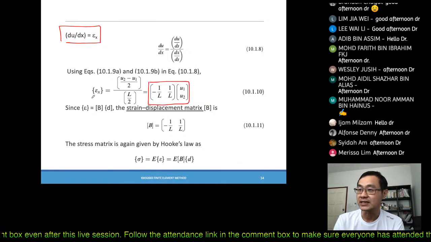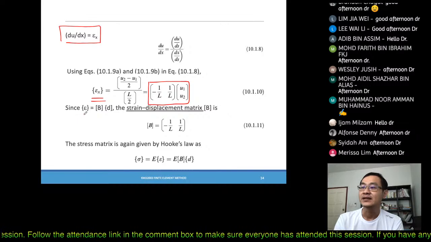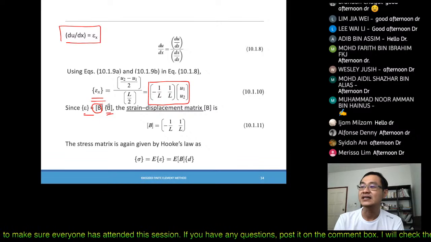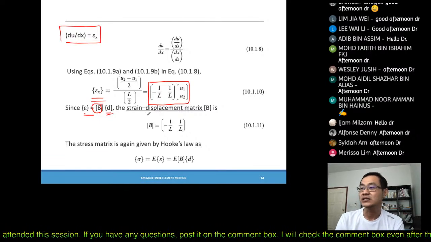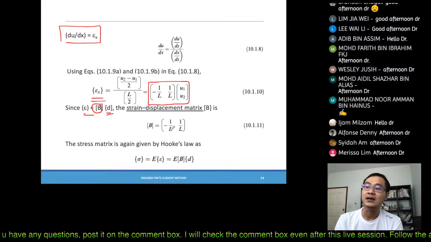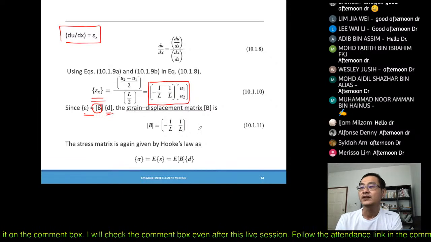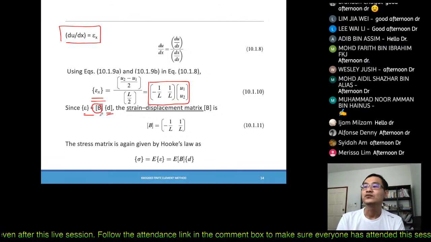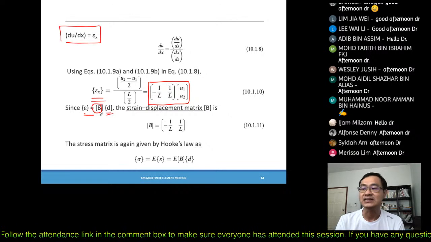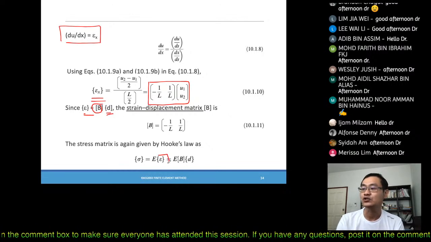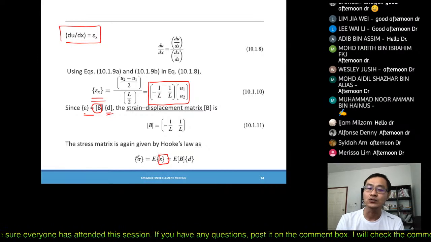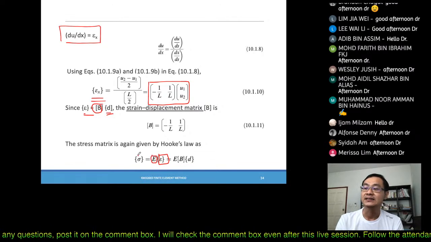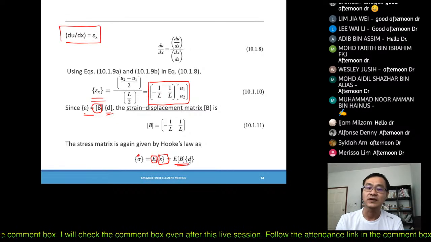We could say that this strain can be related to the displacement by this strain displacement matrix. So this strain displacement matrix is given by 1 over L and 1 over L. Also, once we get the displacement, as before, we need to find out the displacement before we can get the stress. Once we get the displacement, we can use Hooke's law, apply this into our equations, multiply by the Young's modulus, and we will get the stress, right? So eventually we have these formulations.